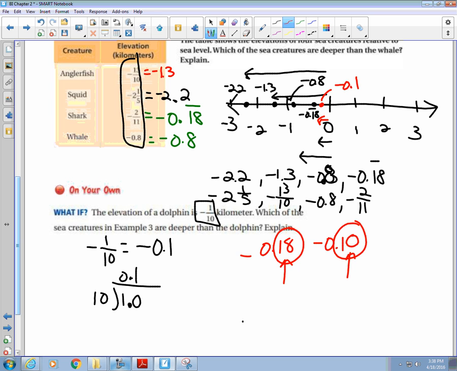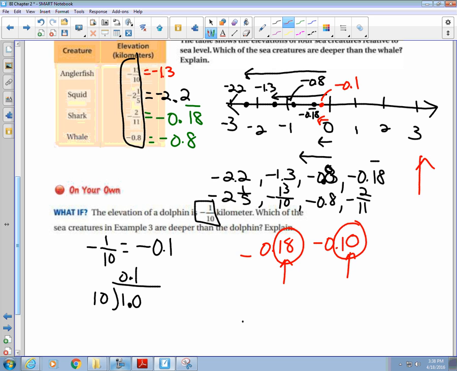So when we go back to the question, it says the elevation of a dolphin is negative 1/10 kilometer. Which of the sea creatures in example 3 are deeper than the dolphin? Explain. Well, that means all of them are going to be deeper than the dolphin, because the more negative something is, the deeper it is.